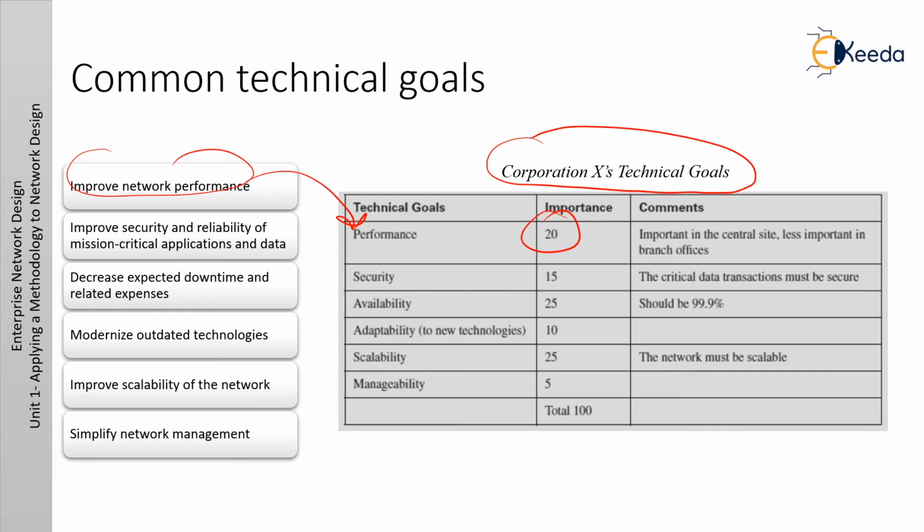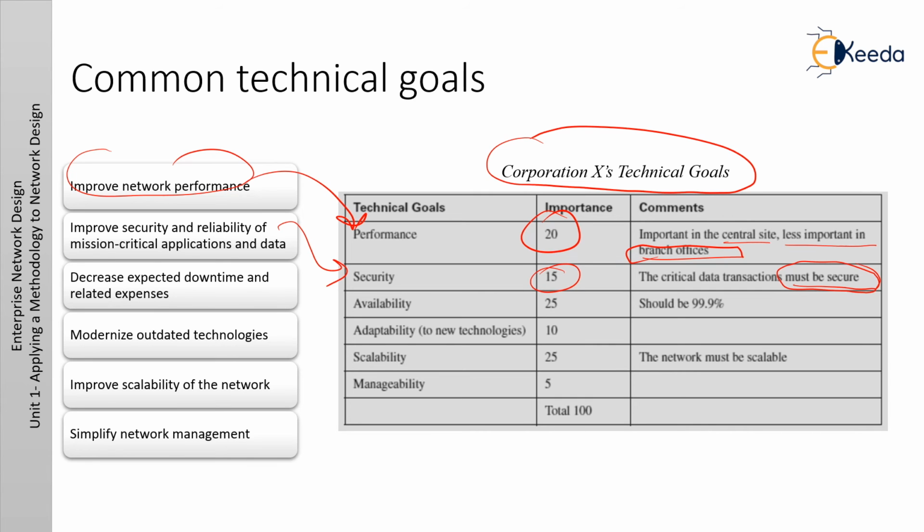Importance is given using one number. Important in the central site, less important in branch offices. Next is improve security and reliability of mission critical applications and data. So the importance of this field is 15. The critical data transaction must be secure. It is not "shall be secure" or like that.